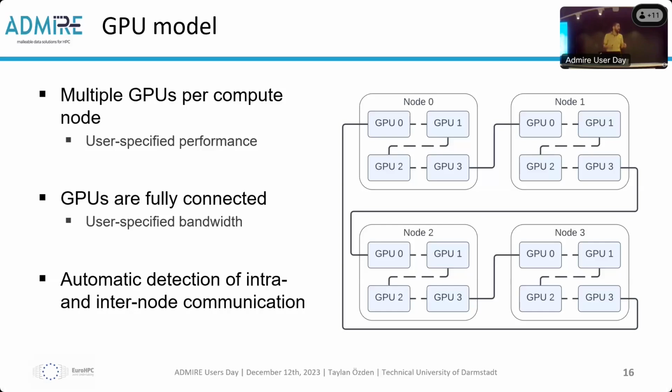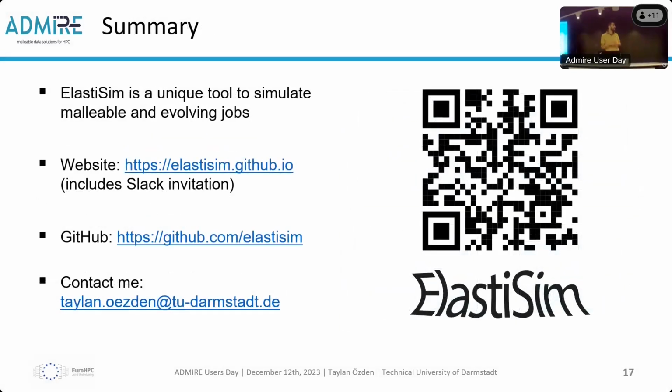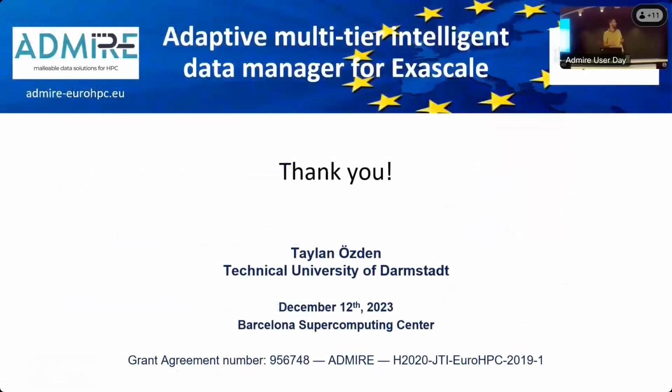So, yeah, this essentially sums up more or less the work. As a summary, it might be a unique tool for malleable and evolving jobs for your scenarios. We have a website, so you can click on the website or simply scan the QR code. The website also has a Slack invitation, so feel free to join the Slack. We are currently building up the community. Everything is on GitHub, public and open source. If you want to contact me, there is my email address. This more or less concludes my presentation. Thank you very much.